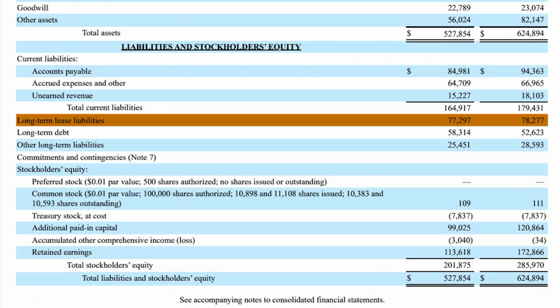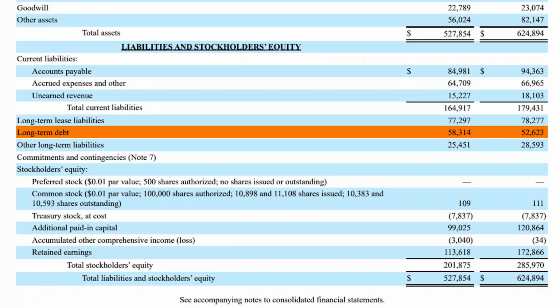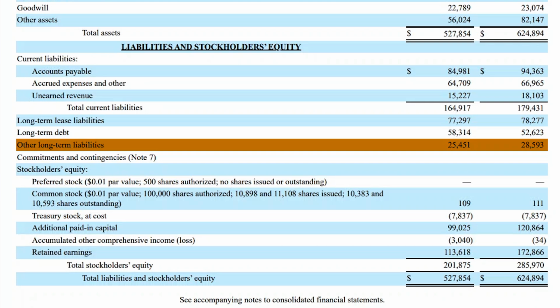Looking at the non-current liabilities, first up we've got long-term lease liabilities. This is, for instance, if Amazon leases a fulfillment center, it's supposed to record all of the future payments it's going to have as a liability. Long-term debt is just money that Amazon borrowed that's due in more than 1 year. And finally, other long-term liabilities are usually things like tax liabilities and other obligations.